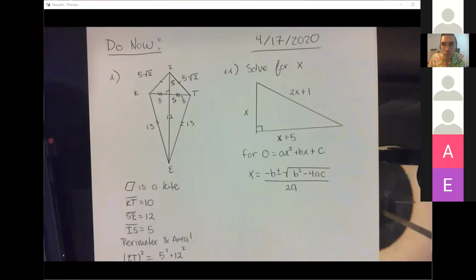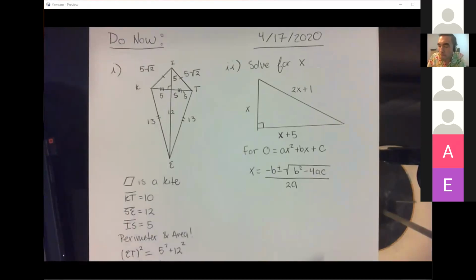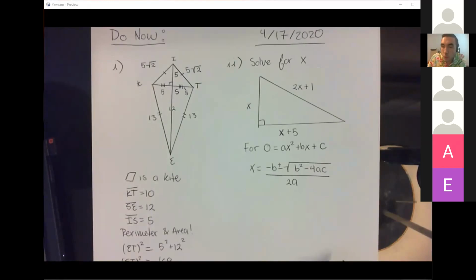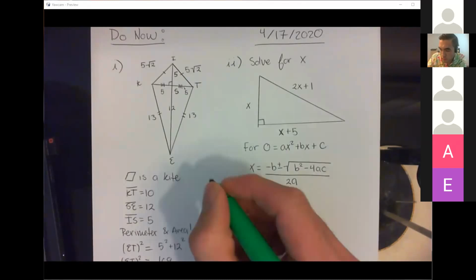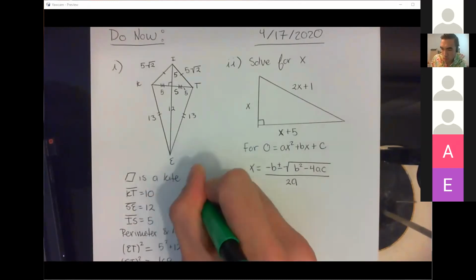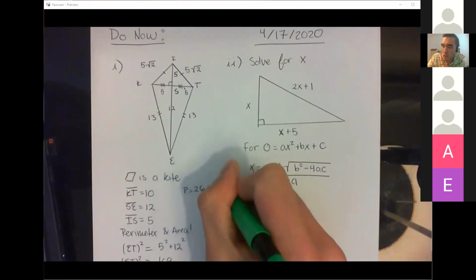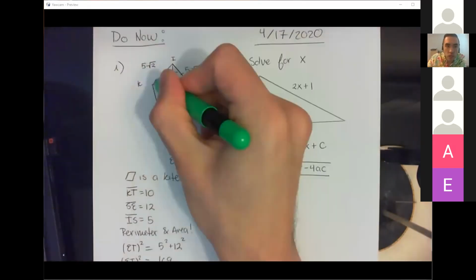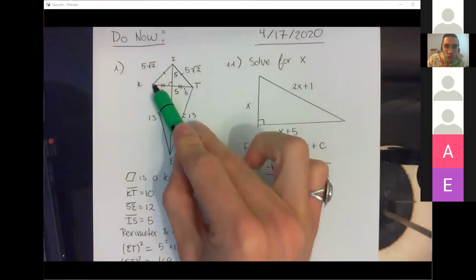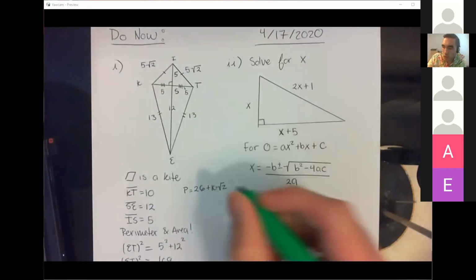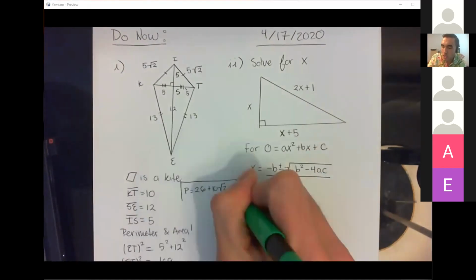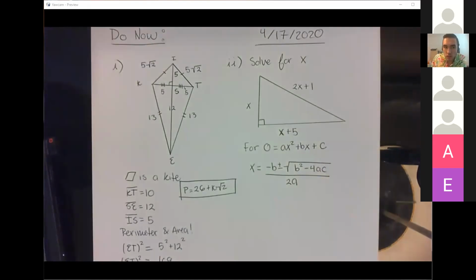And so what is our perimeter? What's the definition of perimeter, y'all? 26. I got 10 square root 2 plus 26. Yep. So 13 and 13, we can add those together. That's 26. 5 root 2 and 5 root 2 is 10 root 2. So the perimeter is 26 plus 10 root 2 units.